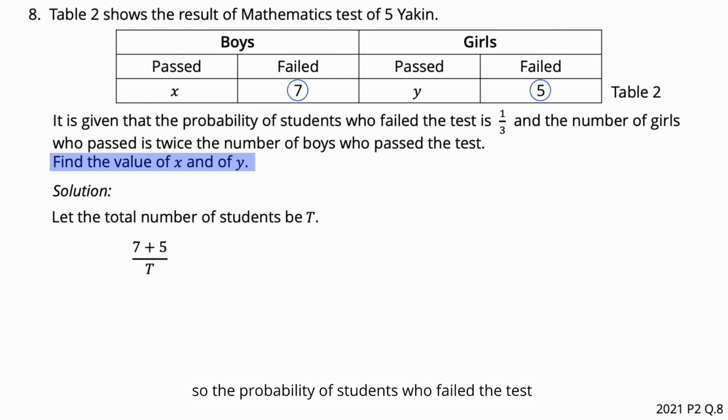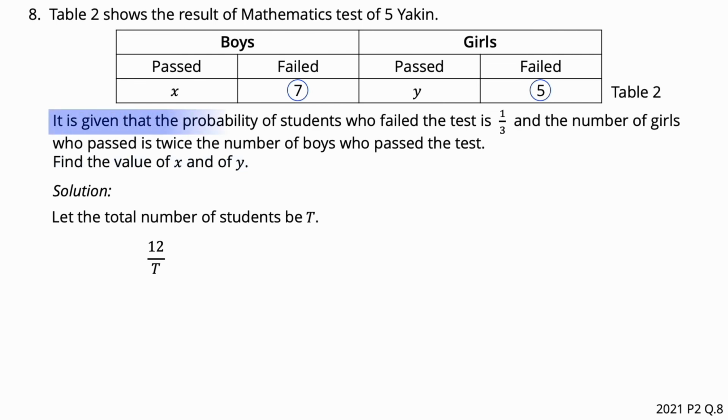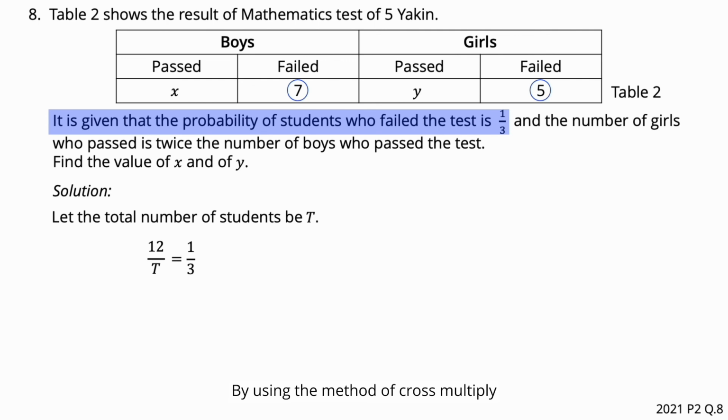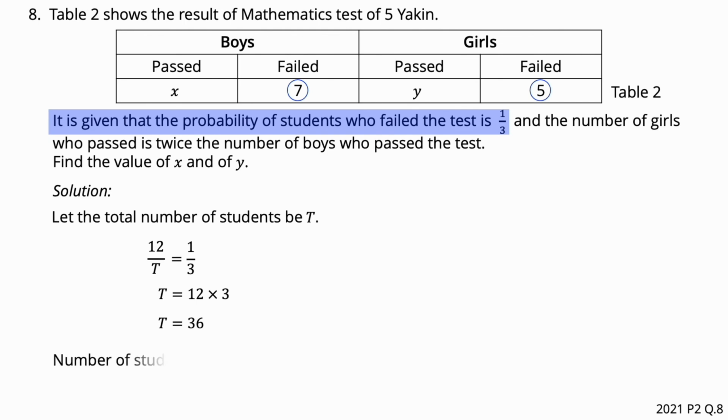So, the probability of students who failed the test can be written as 12 over the total number of students. It is given that the probability of students who failed the test is 1 over 3. By using the method of cross multiply, t equals 12 times 3. The total number of students is 36. The number of students who pass is 36 minus 12 equals 24.